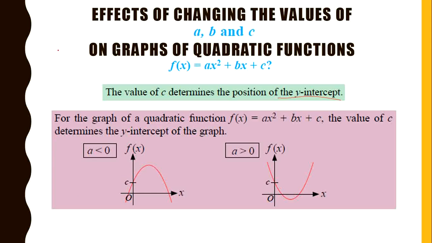Persilangan tu bila mana graf tu dia lalu, dia terkena y-axis. Ni kita panggil y-intercept. Dia point kat situ tu, tak kira lah dia punya bentuk macam mana. This one kita panggil y-intercept. So dia kata the value of C yang determine the position of y-intercept. Okay, so ni maksudnya dalam quadratic function ni, yang ni yang menentukan kat mana graf tu kena dekat y-axis.